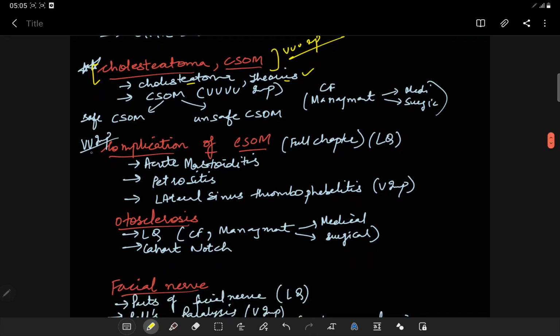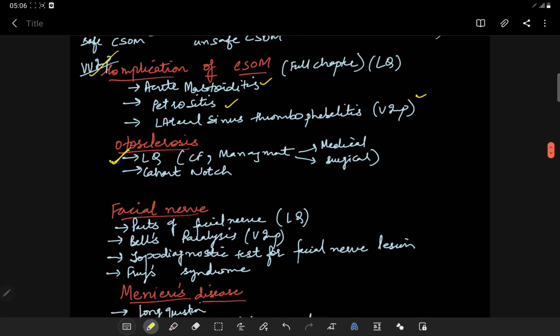Then we have the complications. Now you have to study this topic. This is a very important topic. So the full chapter has to be studied in great detail, but in that also the main topics are acute mastoiditis, petrositis. In petrositis there is Gradenigo syndrome that is asked. Like in this there is fifth nerve involvement, so that is very important about petrositis. Lateral sinus thrombophlebitis, Picket fence type of fever, that is a very important MCQ they ask us. That's a very important one.